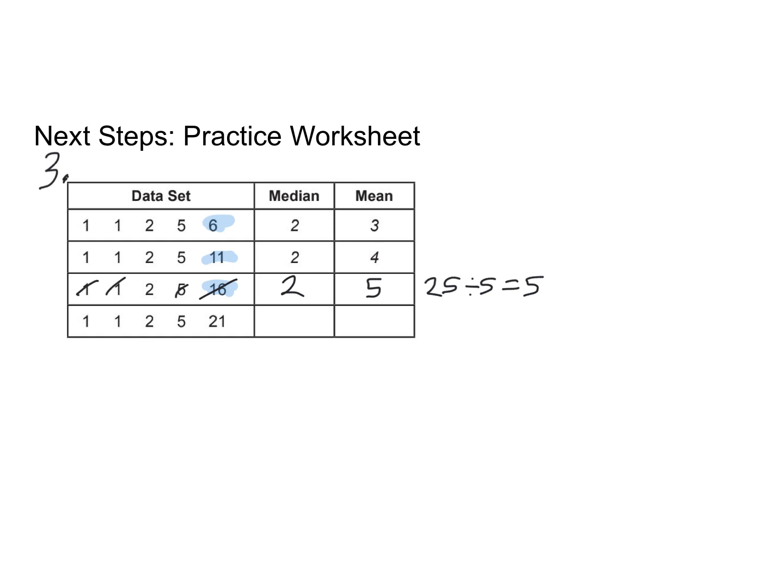Now, once again, I'm going to find the median. And again, the median is going to be 2, but I need to find the mean again. So I have to do 1 plus 2 plus 5 plus 21 equals 30. Then 30 divided by 5 equals 6.